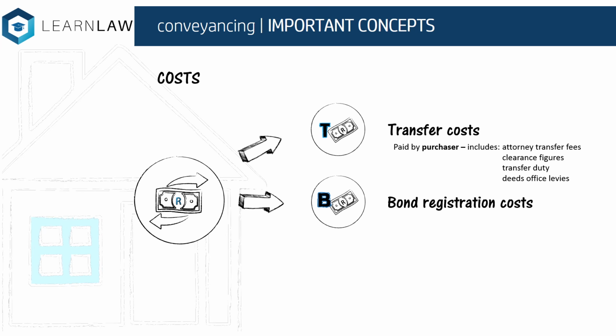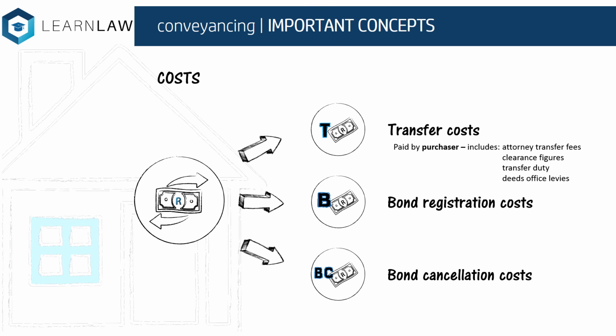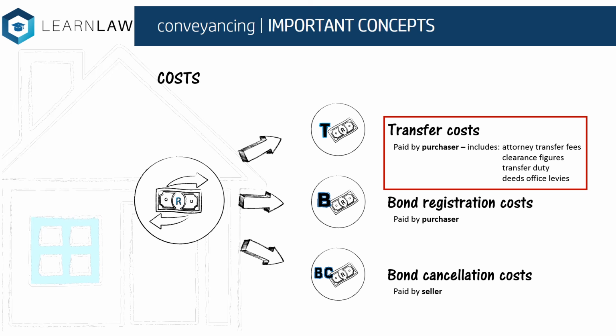Bond registration costs are all amounts paid to the bond registration attorney for the registration of the new bond, and the bond cancellation costs are all amounts paid to the bond cancellation attorneys for the cancellation of the existing bond. Bond registration costs are paid by the purchaser as well, and bond cancellation costs are paid by the seller. For our purposes, we will only concern ourselves with transfer costs.